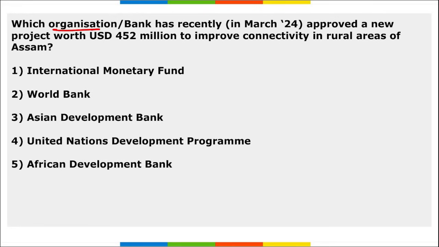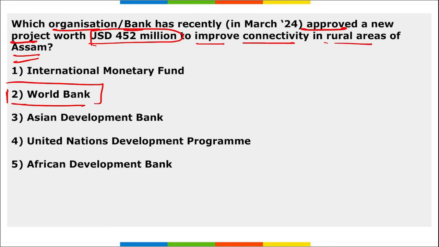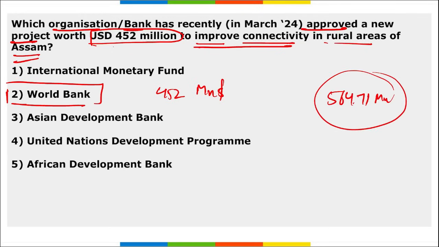Moving on, which organization or bank recently approved a new project worth $452 million to improve connectivity in rural areas of Assam. It is World Bank, right? World Bank has recently approved a new project worth $452 million to improve the connectivity in the rural areas of Assam. Correct? Take a note of this. And the total finance for this program will be almost $564.71 million, out of which $452 million will be provided by World Bank.